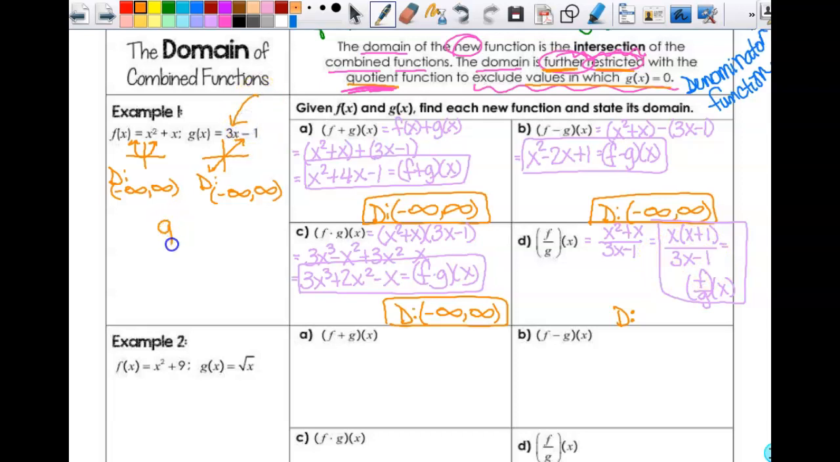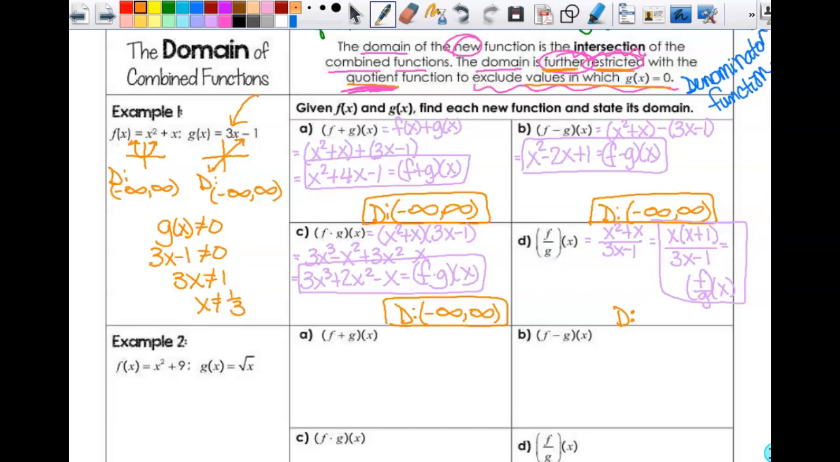So I need to say, well, all right, I know that g of x cannot equal 0. g of x is 3x minus 1. That cannot equal 0. Then you just solve it like you would if it said equals. So 3x cannot equal 1. x cannot equal 1/3.